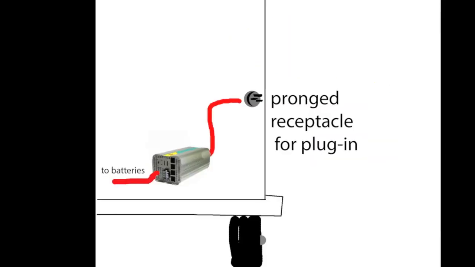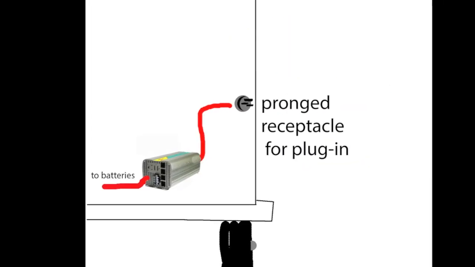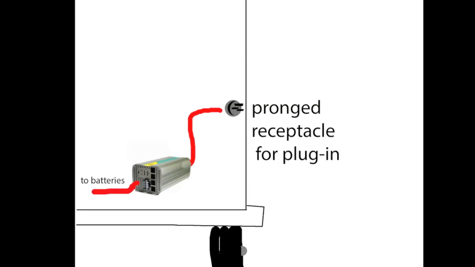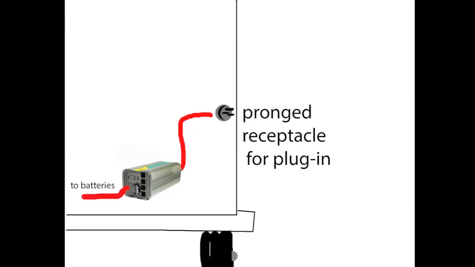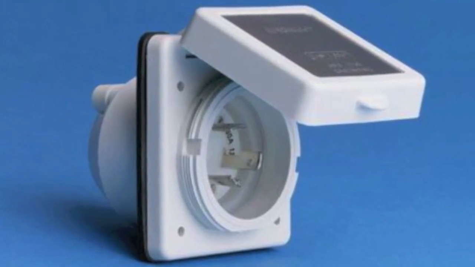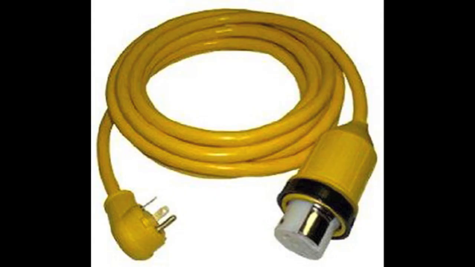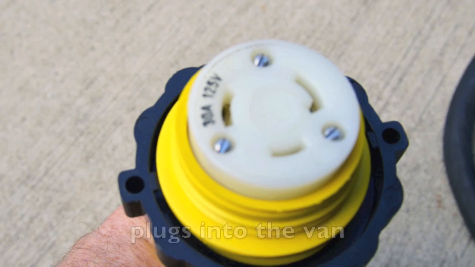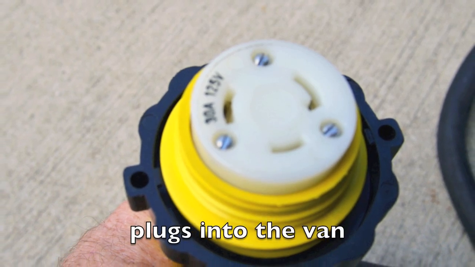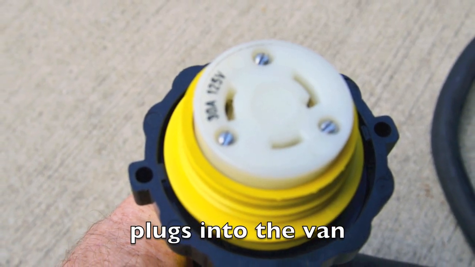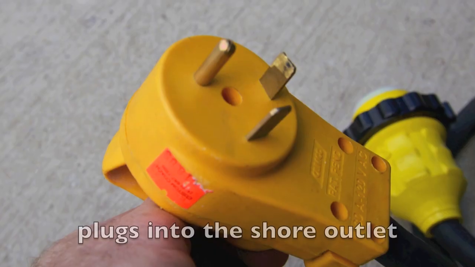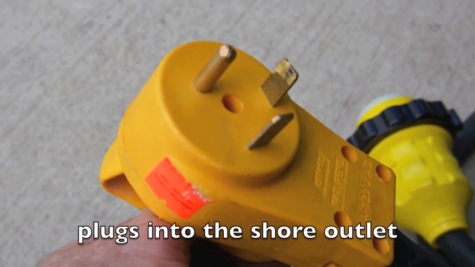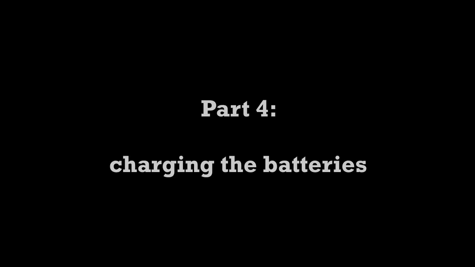Now, in order to get AC power into your van, you've got to have a three-pronged 30-amp receptacle for plug-ins. And this is what it looks like. It will be inside your van or in the wall of your van. And this is what the 30-amp power cord looks like. And this is what the connector looks like inside the van. You draw the line inside. This is what plugs inside the van, and this is what plugs outside the van. Again, three prongs, 30 amps. It's very easy.